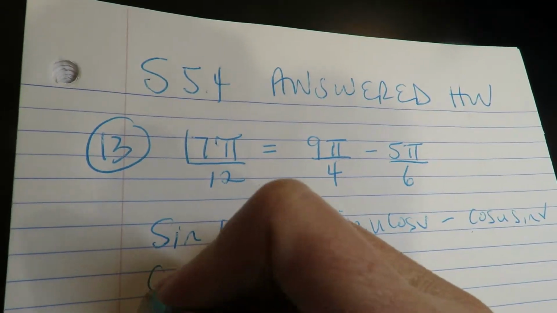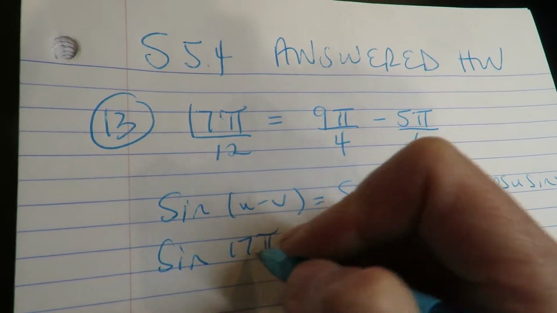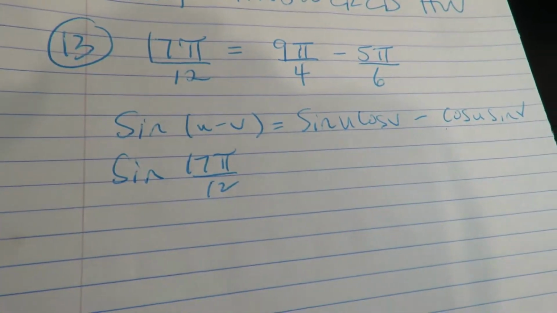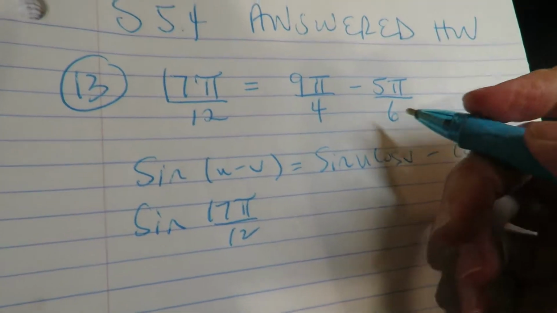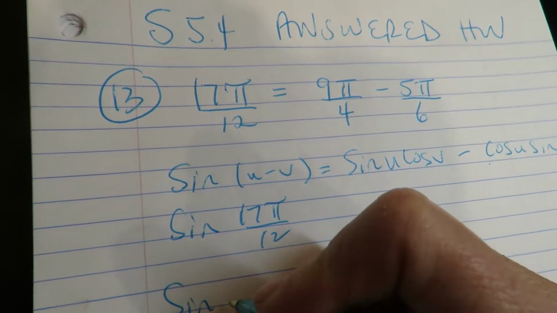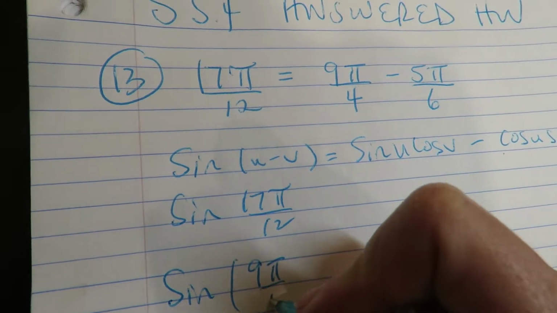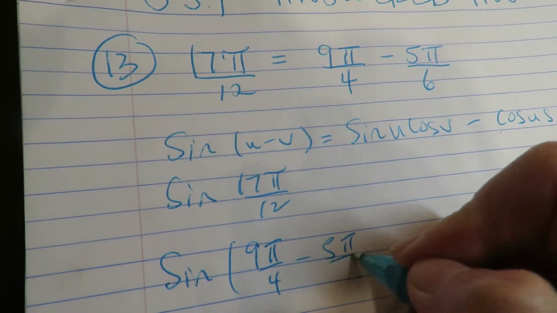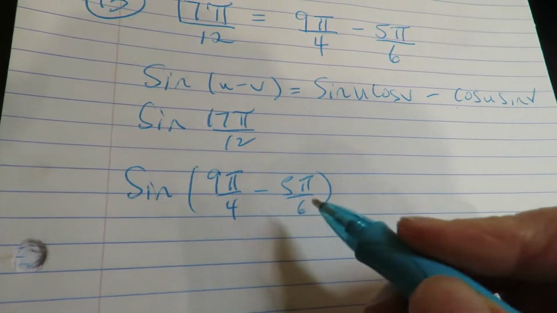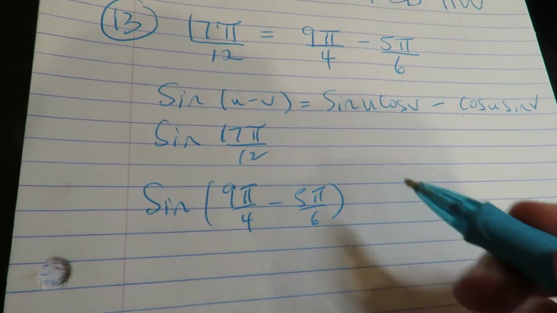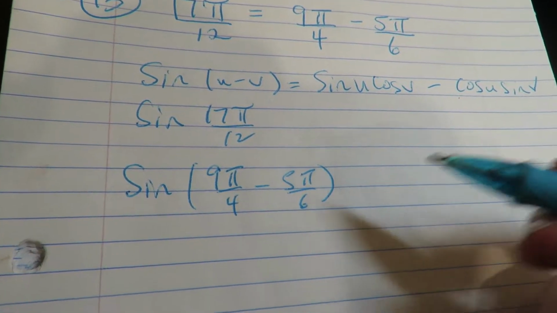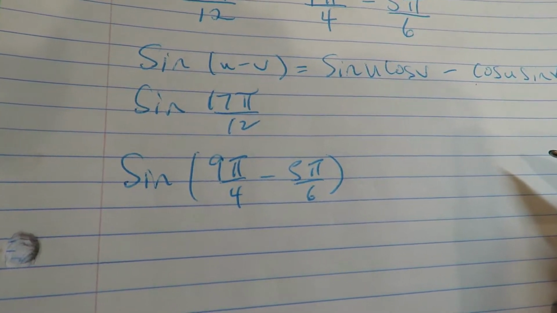Alright, so what they're asking is that you evaluate 17 pi over 12 without a calculator. They're giving you the breakdown. So this equals this. They're giving you a breakdown that you can do without a calculator. So it's one of those standard angles, either one of the two triangles or the unit circle.